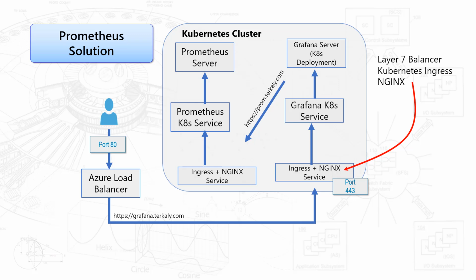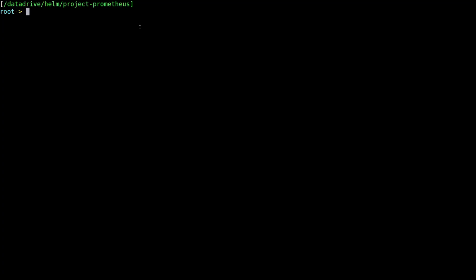Again, the point here is that we can use https://grafana.turkley.com to access the layer 7 load balancer through the layer 4 load balancer, thus giving us secure access to the Grafana dashboard, giving us the performance characteristics of our Kubernetes cluster. So let's now look at my deployment file.